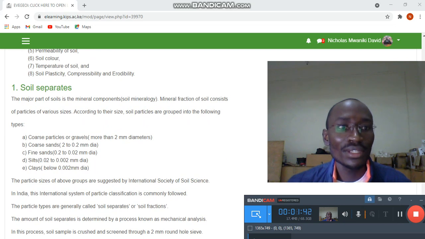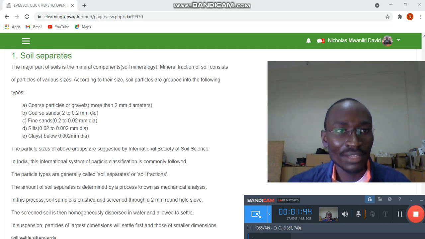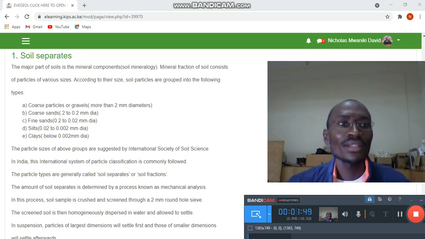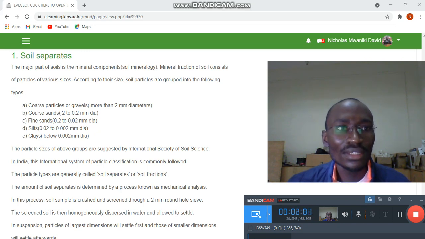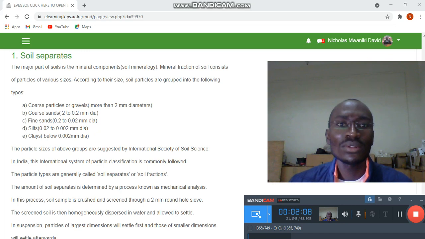We are going to see the first property under the physical properties. The first one is the soil separates, and the major part of soils is the mineral components, which is the soil mineralogy. The mineral fraction of soil consists of particles of various sizes. According to their size, soil particles are grouped in the following types. So we normally classify soil in terms of their separates in the following groups.